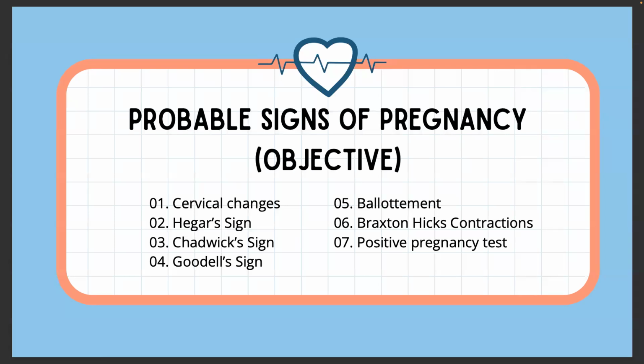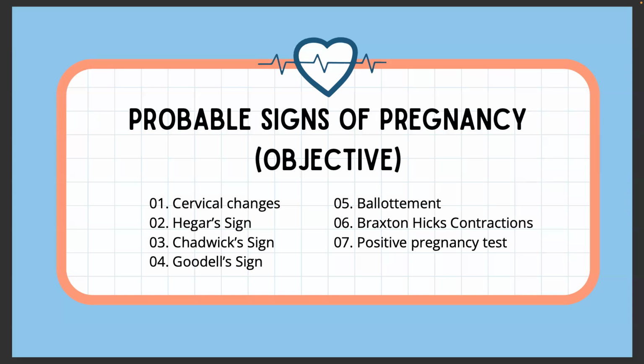There are also probable signs of pregnancy, which are objective. So there are cervical changes, which are objective findings that a provider can see or feel, but they are not diagnostic because other conditions can cause similar changes. Hegar sign is the softening of the lower uterine segment. It is objective because, again, the provider can see it, but it's not a true sign because it can also happen with pelvic congestion, hormone fluctuation, and certain gynecologic conditions, so it's not necessarily exclusive to pregnancy.